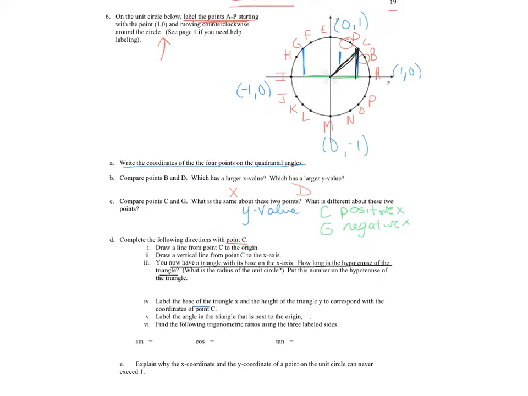We're going to next label the base of the triangle x. And we're going to label the height of the triangle y, to correspond with the coordinates of point C. So if I was to label point C out here and say that its coordinates were x comma y, the x value would be equivalent to the base of the triangle and the y would be equivalent to the height of the triangle. Now we're going to label the angle in the triangle that is next to the origin. So I'm going to give that a theta.